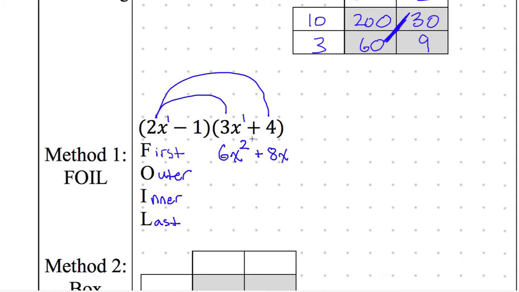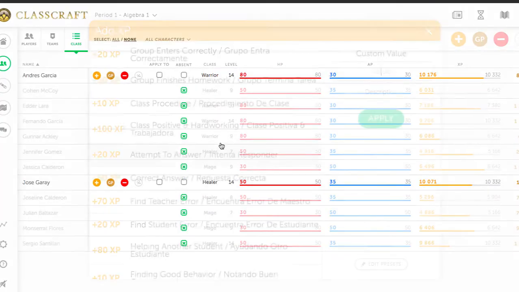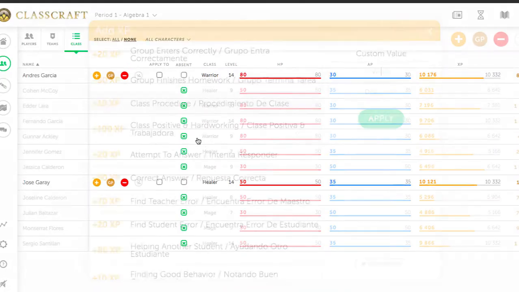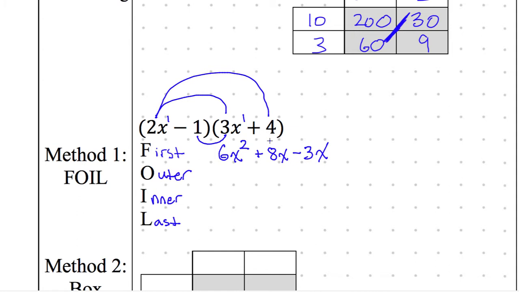I'm on to inner, Andres. How do I do the inner? So it's going to be negative 1 times 3x, and that is what? Negative 3x. So far, so good. And finally, Jose, last, negative 1 times this, negative 4.